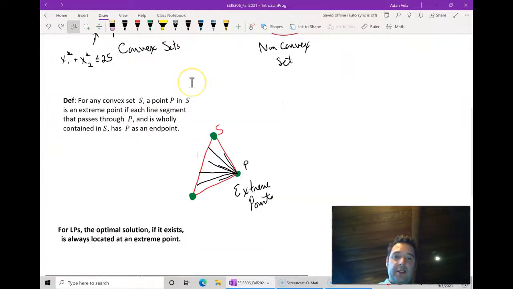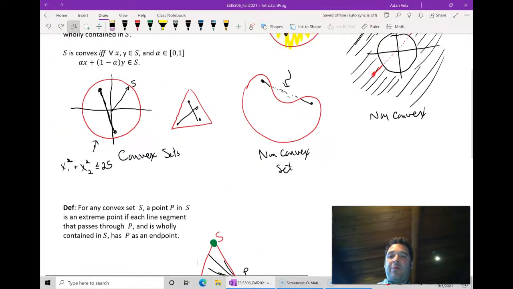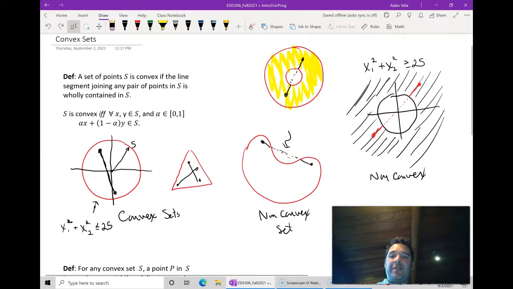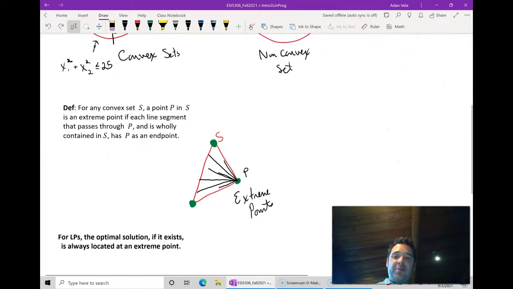All right, so that's the main takeaway of why we want to learn about convex sets and extreme points: ultimately, for all linear programs, the feasible set is a convex set, right? That convex set has a bunch of extreme points, hopefully. And if we do have an optimal solution, then the optimal solution is going to be at one of those extreme points.